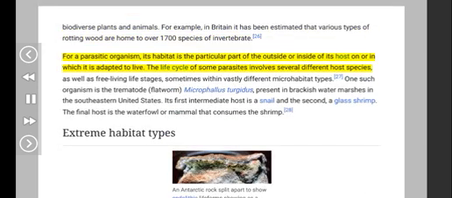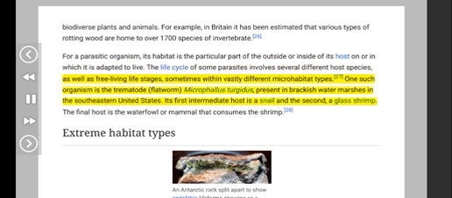26. For a parasitic organism, its habitat is the particular part of the outside or inside of its host on or in which it is adapted to live. The life cycle of some parasites involves several different host species, as well as free-living life stages, sometimes within vastly different microhabitat types. 27. One such organism is the trematode flatworm, Microphallus turgidus, present in brackish water marshes in the southeastern United States. Its first intermediate host is a snail and the second, a glass shrimp. The final host is the waterfowl or mammal that consumes the shrimp.